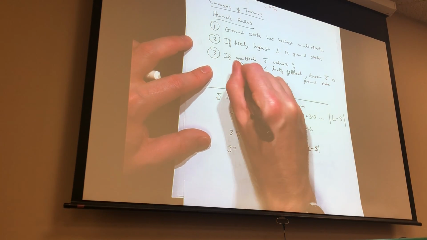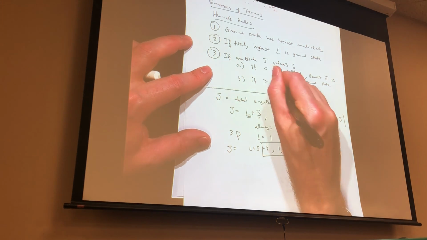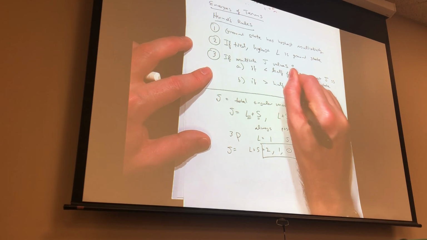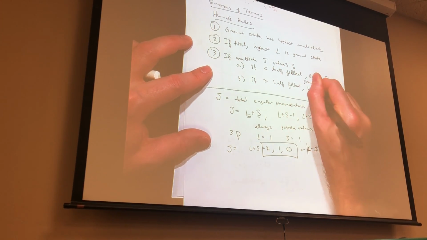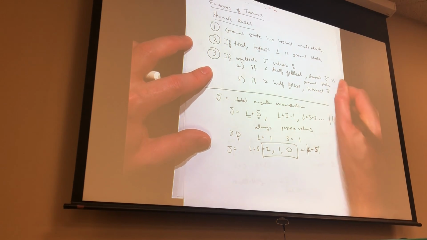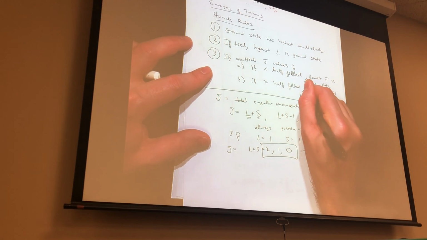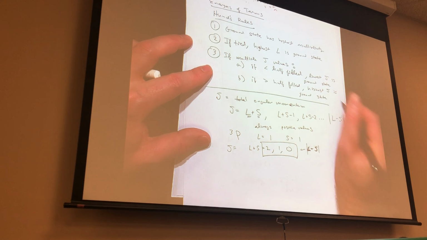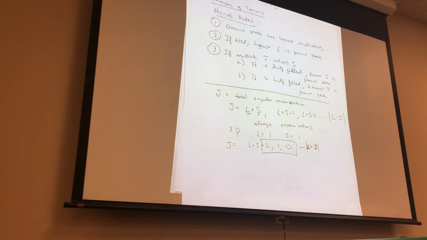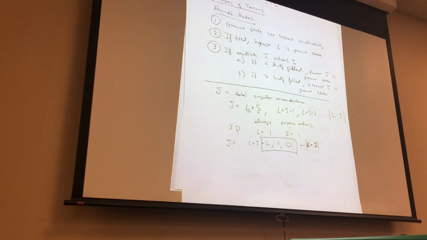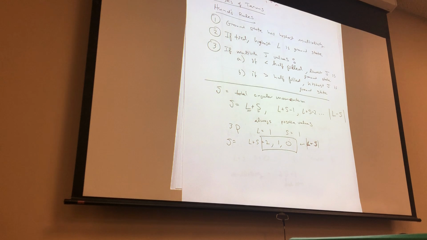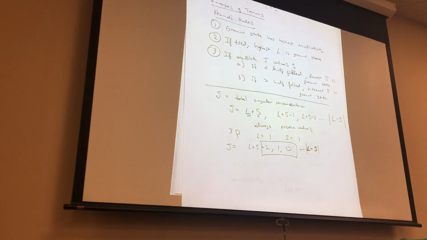And if more than half filled, the highest J is the ground state. This is an added detail, probably not super important compared to the grand scheme of things, but few electrons, little j, that's the correlation there.